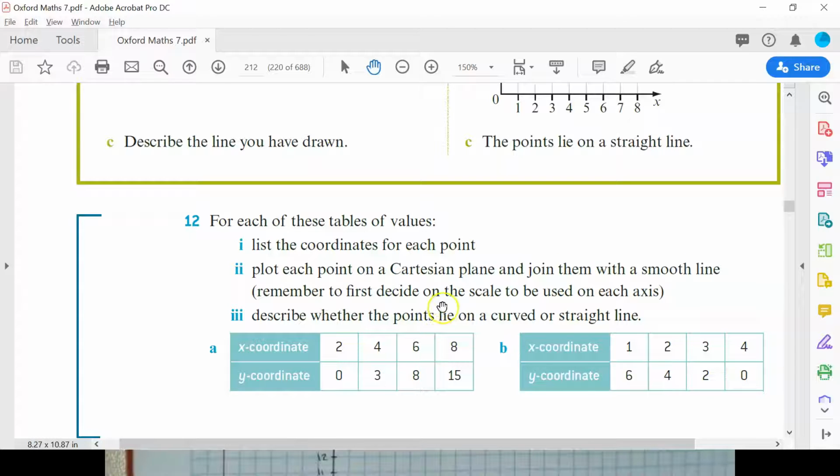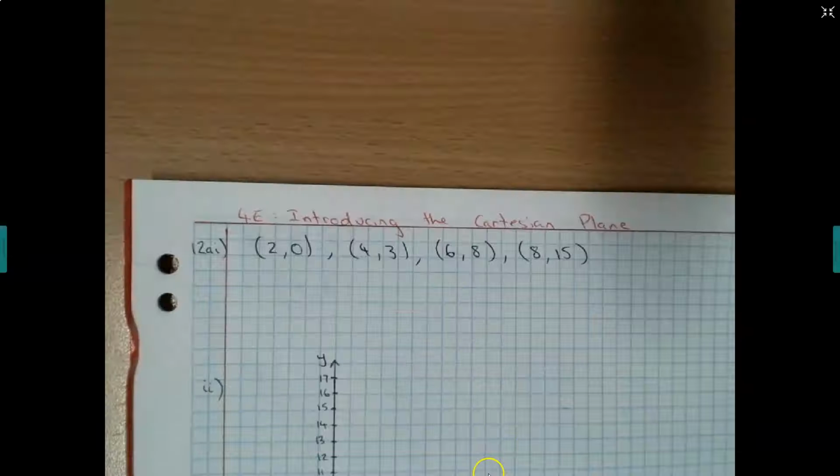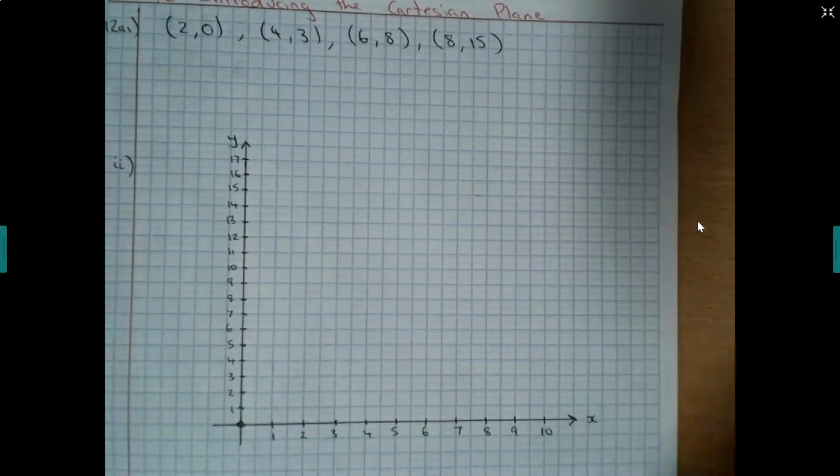Then they've asked us to plot each of these points on the Cartesian plane and then join them with a smooth line. So again, I would have a look at my x coordinates. You can see the largest value is 8, so my axis has to go at least a couple bigger than 8, and then my largest y coordinate is 15, so you'd have to go at least a couple positions bigger than that also. So here's a set of axes I prepared earlier.